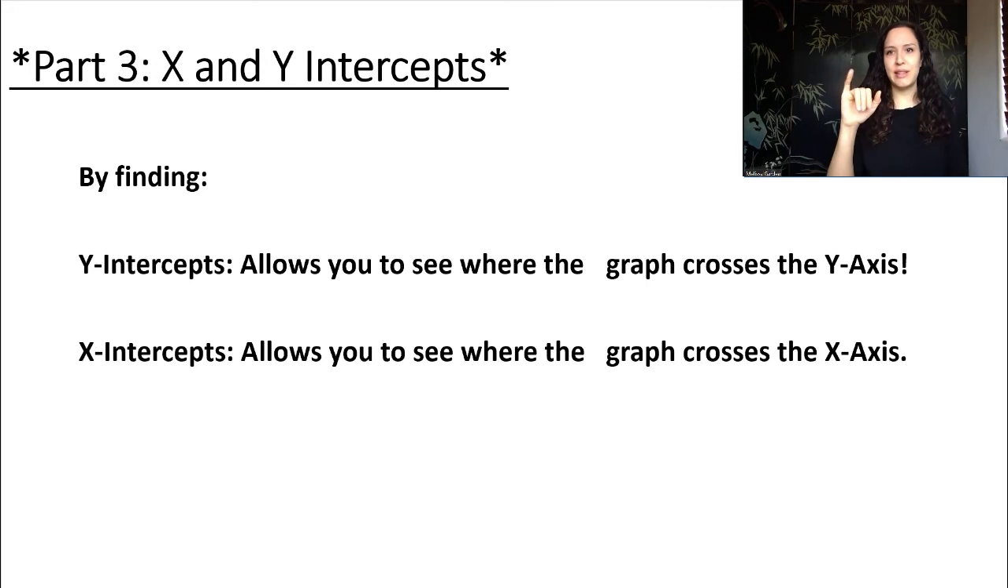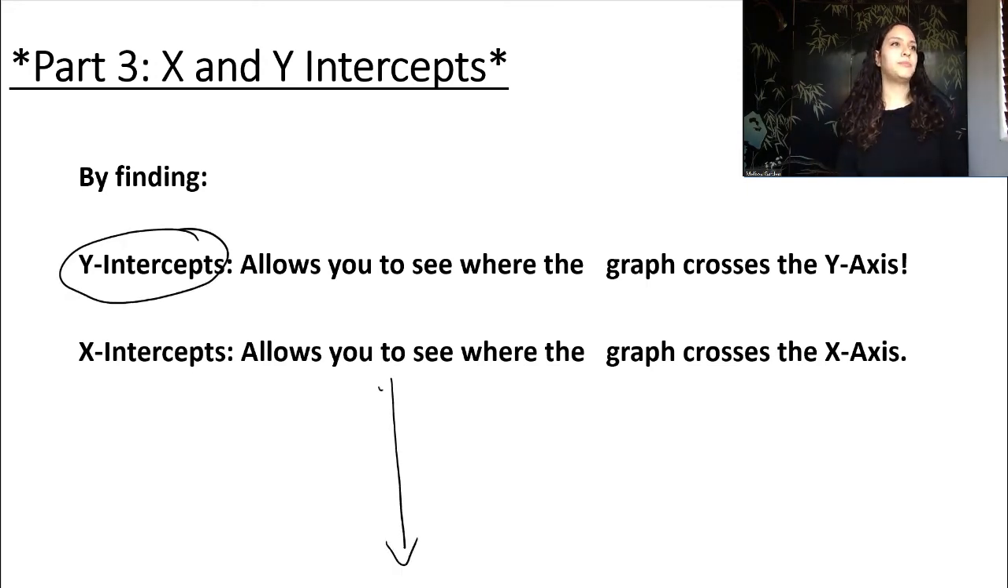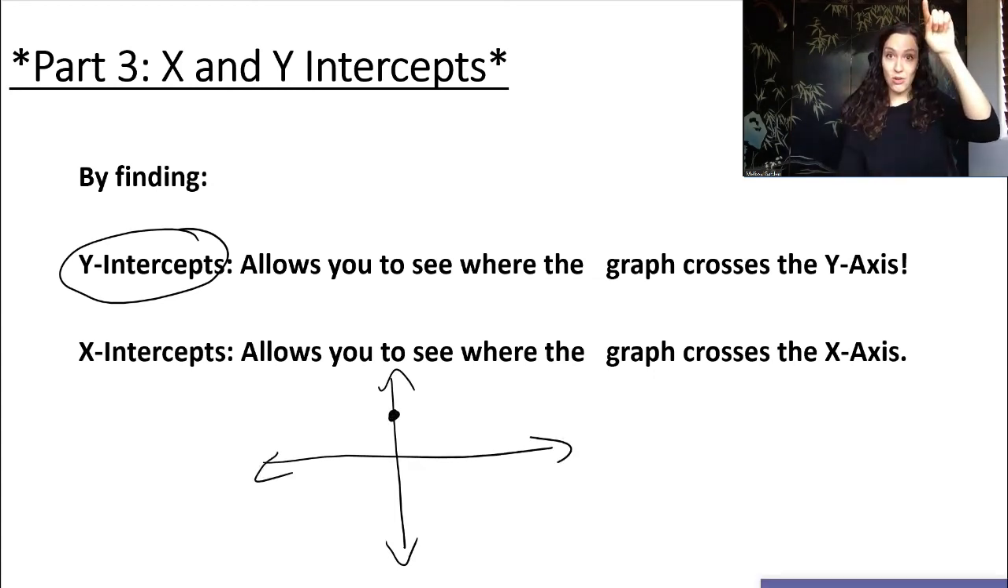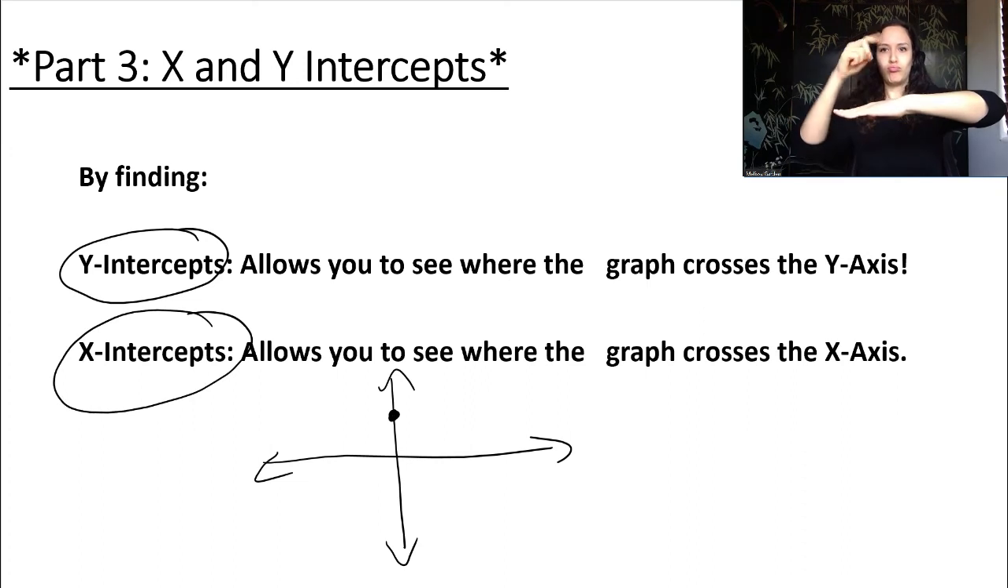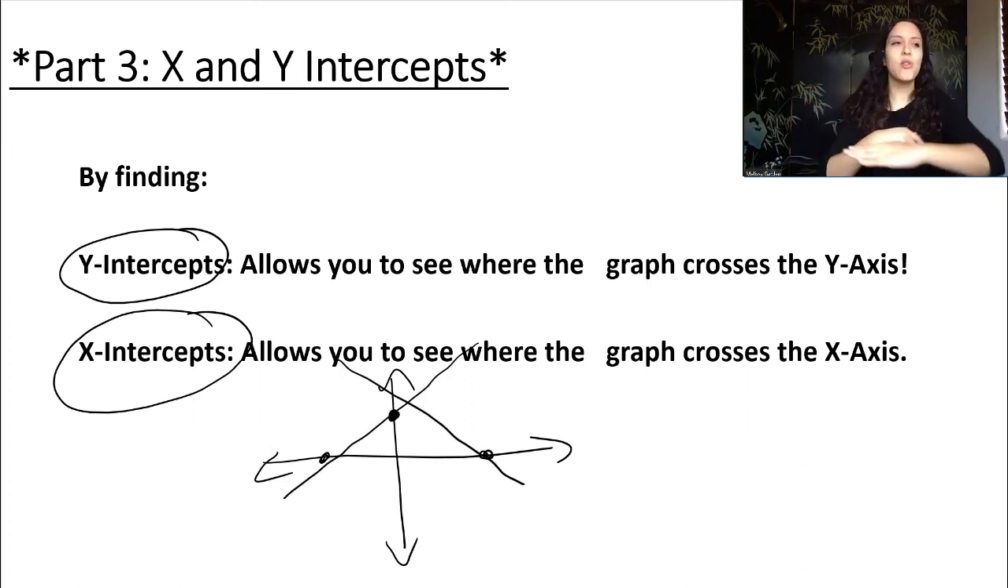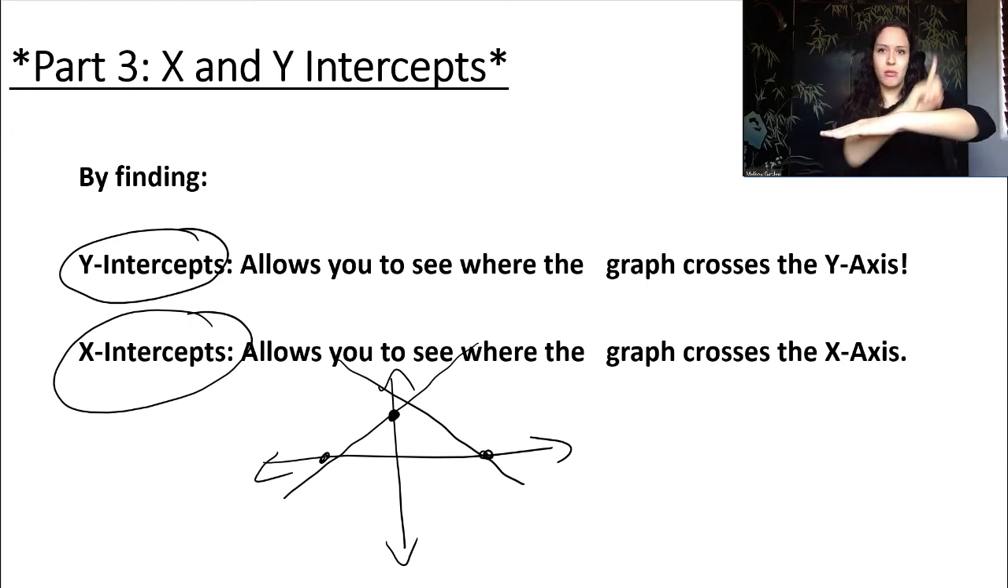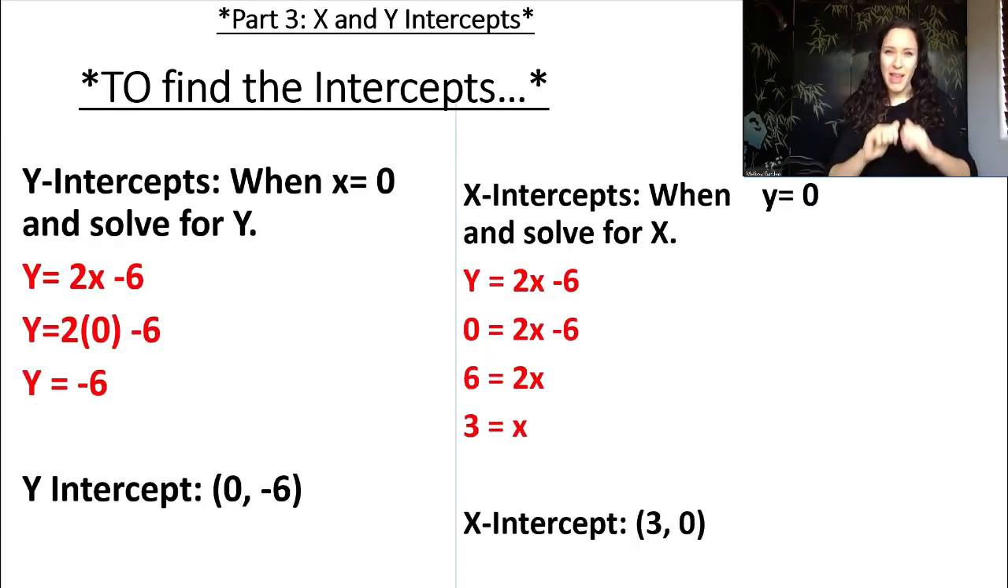All right, part 3, x and y intercepts. By finding the y-intercept, we'll know where a line crosses the y-axis, at what point, and then with the x-intercept, we'll know where a line crosses the x-axis, wherever on the x. If it's here or if it's here, we'll know where it crosses. Okay, so here are the steps to finding those x and y intercepts. You're going to plug in 0 for either x or for y.